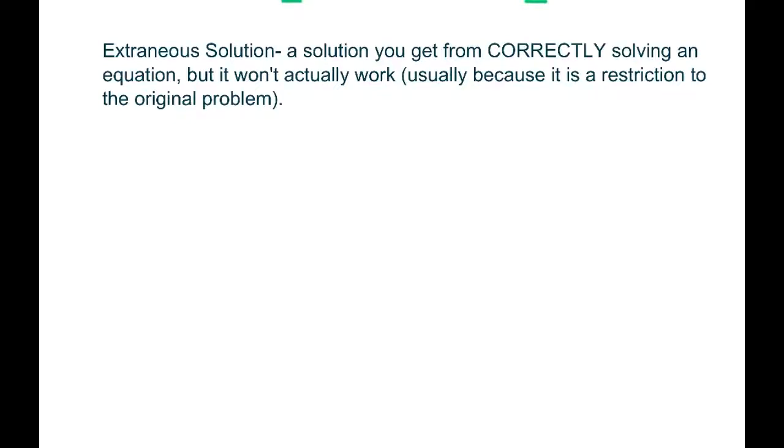Okay, actually I almost forgot, before we go on to the examples, we have one more definition. An extraneous solution. I know this is a funky little word. An extraneous solution is a solution you get from correctly working the equation. You've done everything mathematically correct, but it doesn't actually work. Usually that is because it's a restriction to the original problem, which is why it's so important for us to find the restrictions on the original problem. And then when we get done solving, we can compare with the restrictions to find out if it's a good solution or if it's an extraneous solution. Alright, now let's do our examples.